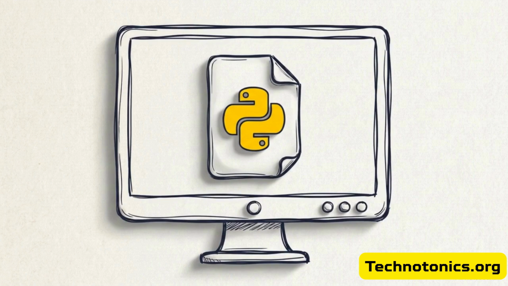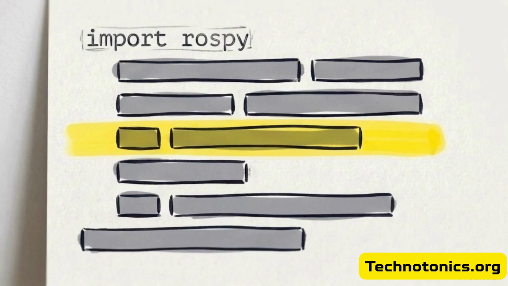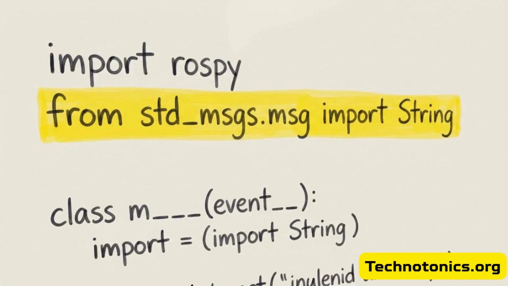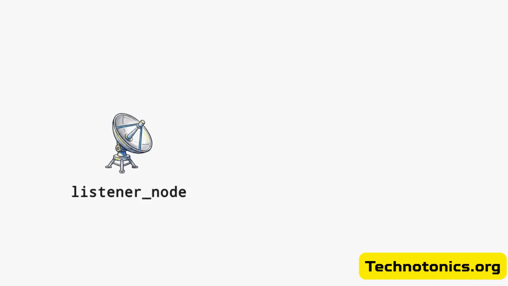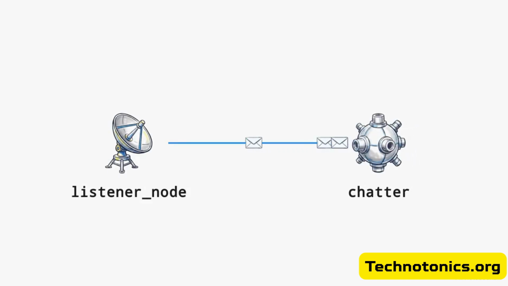We start by importing the necessary tools. We bring in rospy to interact with the system, and we import String from std_msgs so we can fetch standard text messages from the network. Next, we create a listener function. This function initializes our node, giving it a unique name, and then formally subscribes it to a specific topic. Let's call it chatter, so it knows exactly where to listen for incoming data.